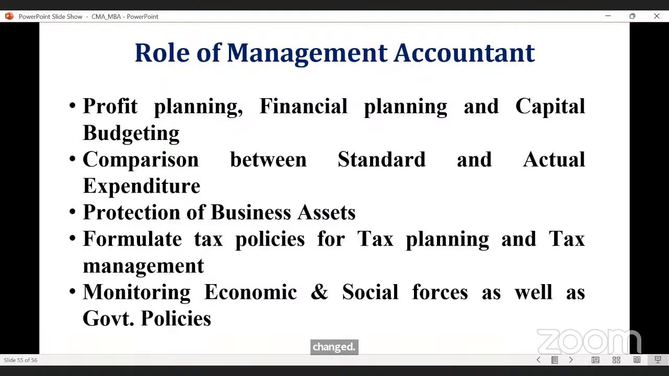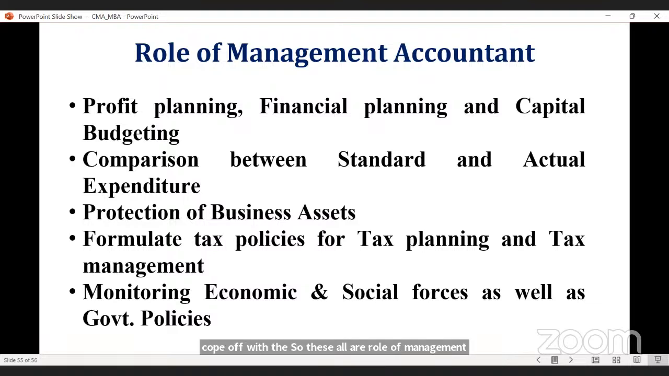But as a management accountant, what is your duty? You have to monitor it. When the government is going to change, or when you observe that the economy is going to take some turn after 5 days, 7 days, or 1 month or 1 quarter, prior to that you need to formulate your own policy for the business so that you are able to cope with the changes. So these are all roles of the management accountant.